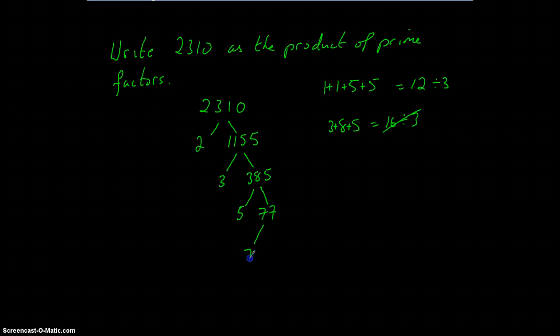Hopefully we can see that 7 is the smallest prime number that goes into 77, and 7 times 11 is in fact 77, and therefore we can write 2310 as the product of its prime factors, and it is 2 times 3 times 5 times 7 times 11.